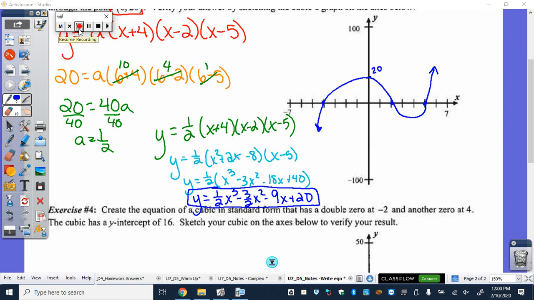All right, so that's what we should have. Unless you change the window in your calculator, you won't see our y-intercept there up at 20. Just remember, your calculator's standard screen only goes up to 10, so you would have to play around with your window to be able to see that whole graph.